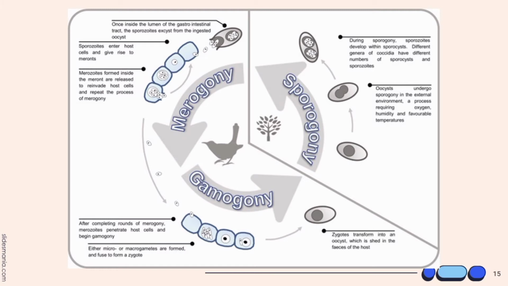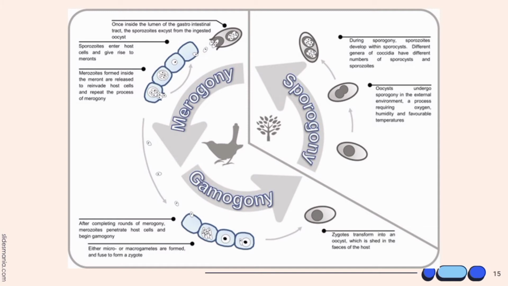Now, we have here the diagram showing the three sequential life stages of the parasite. First one, we have the sporogony, or the forming of sporocysts containing infective sporozoites. During this process, oocysts undergo sporogony in the external environment, a process requiring oxygen, humidity, and favorable temperature.